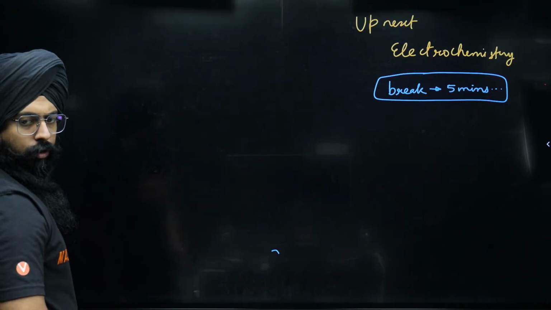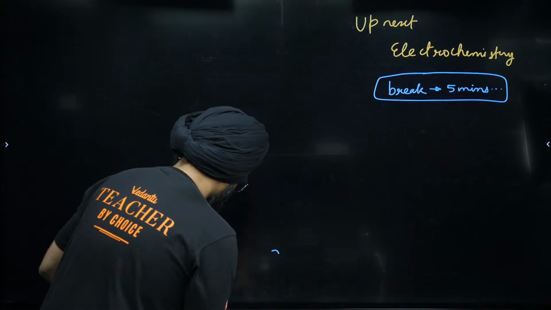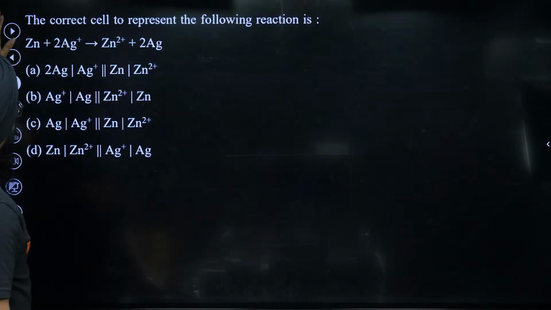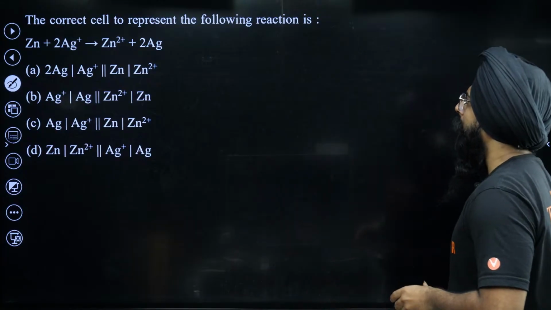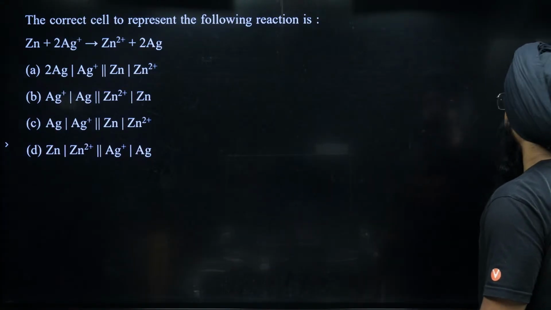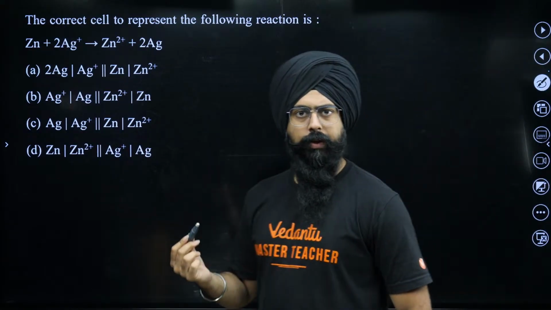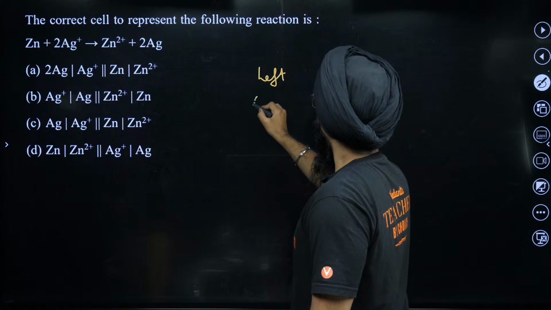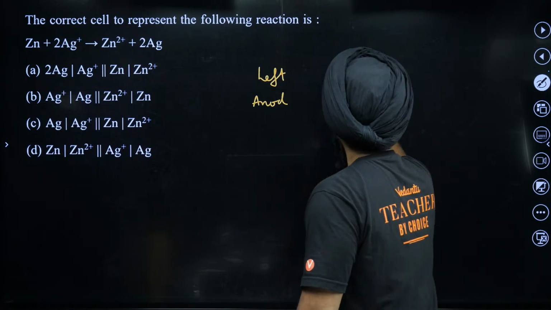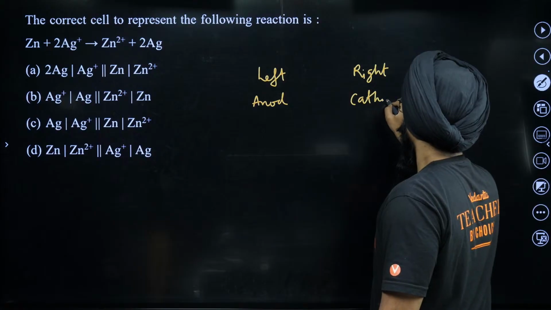All right. Chalo, let us move towards electrochemistry. And the first question that we have over here, the correct cell to represent the following reaction is. So, people, how does it work in electrochemistry? Let's first understand. On the left hand side, I usually keep the anode, and on the right hand side, we usually keep the cathode. Okay.